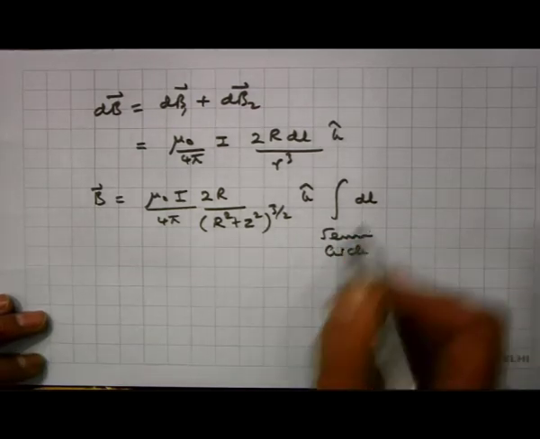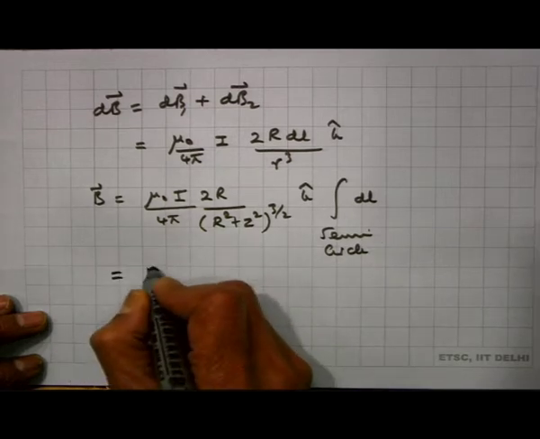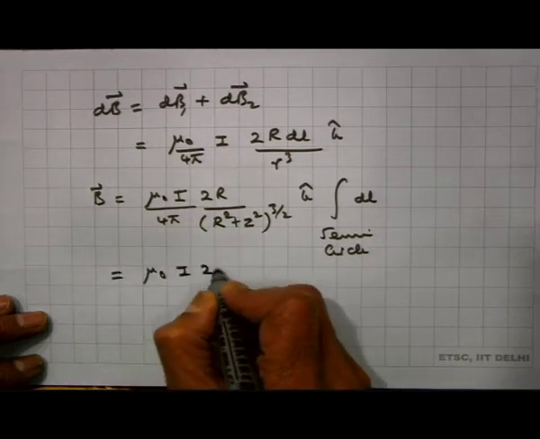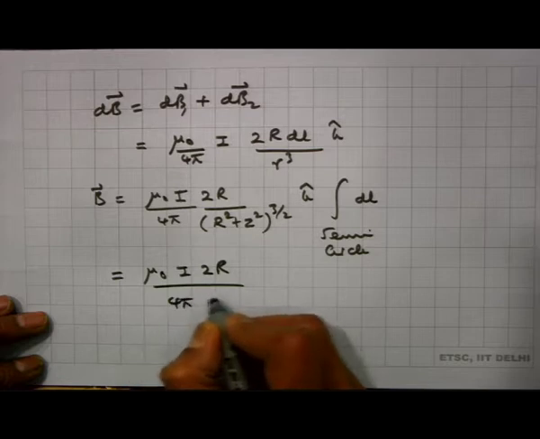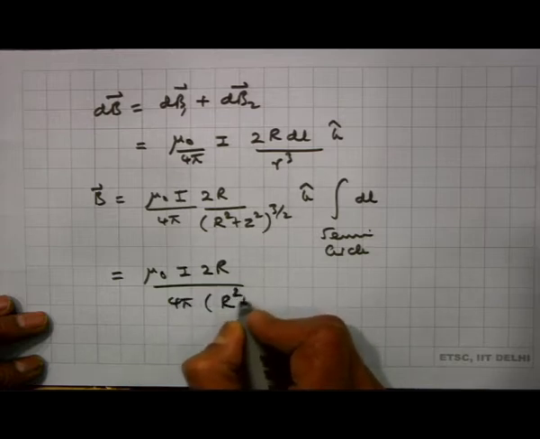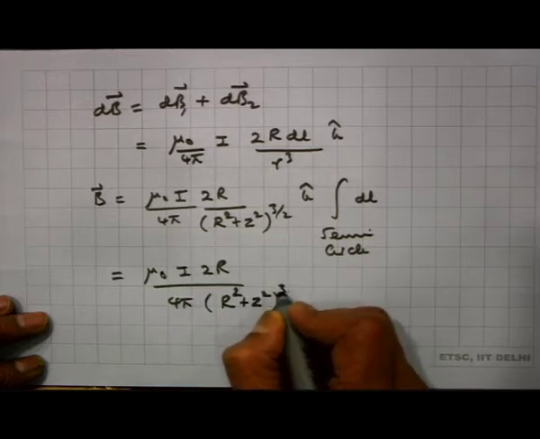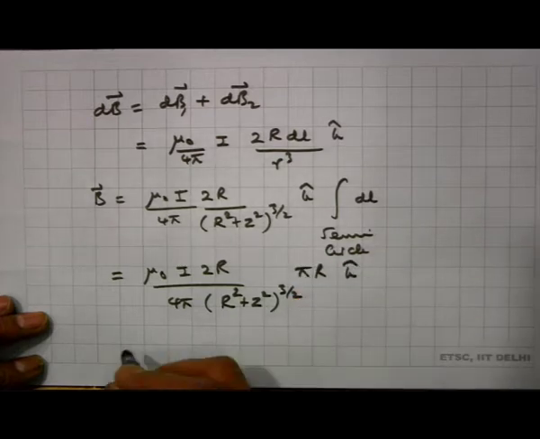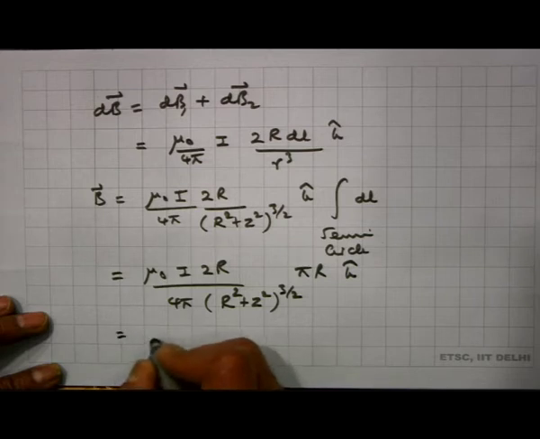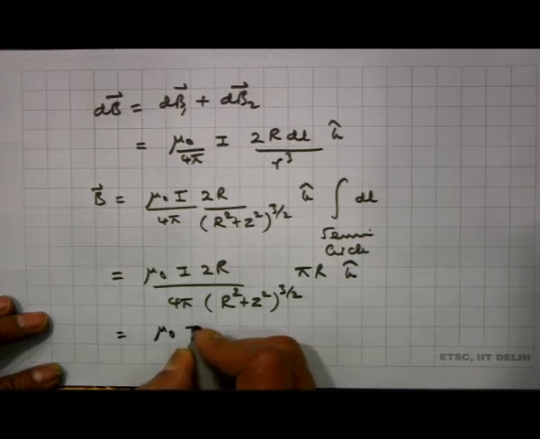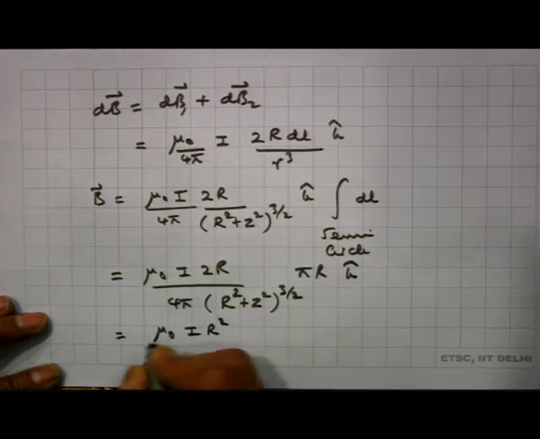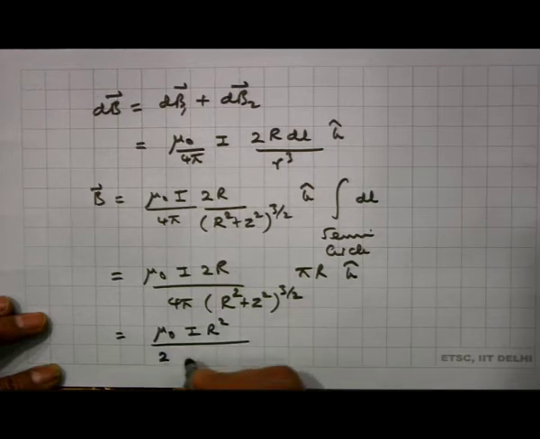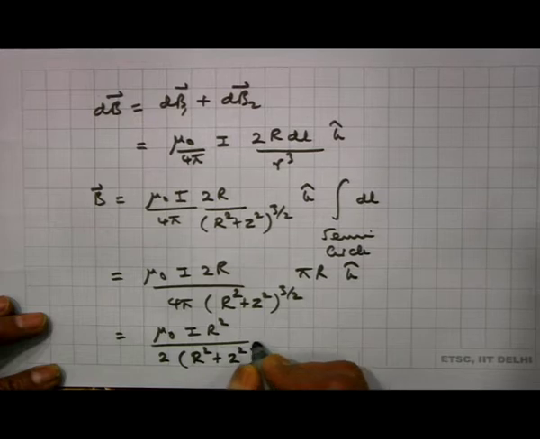and over a semicircle the length is nothing but pi R. So, mu naught I 2 R by 4 pi into R square plus z square raised to power 3 by 2 into pi R into k cap. So, this is nothing but mu naught I R square by 2 times R square plus z square to the power 3 by 2, k cap.